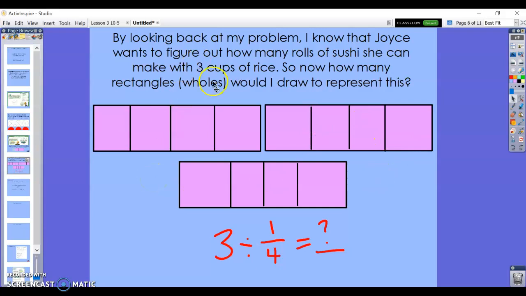So now I've split my 3 cups, my 3 wholes, into the 4 equal pieces. So if I count my pieces, I have 4, 8, 12 pieces. So how many sushi rolls can I get out of 3 cups of rice? If you said I can get 12 sushi rolls, you would be correct.